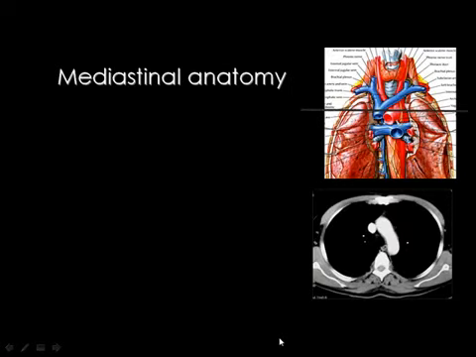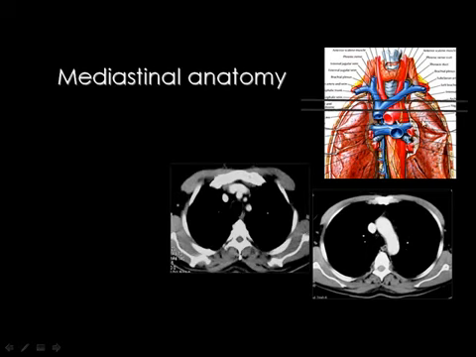Then what happens if you go up? And you see this is the arch of the aorta, and this is the superior vena cava. Upward, you can see the branches coming from the arch of the aorta, and they are three: the left subclavian artery, the left common carotid, and the innominate artery. They are aligned in the same way, exactly similar to the arch of the aorta.